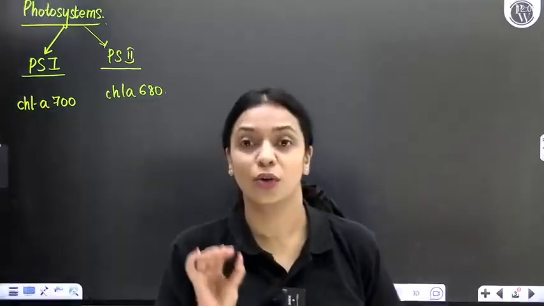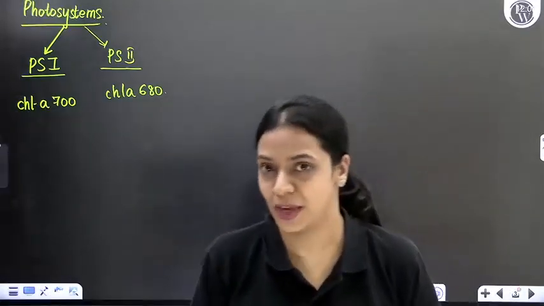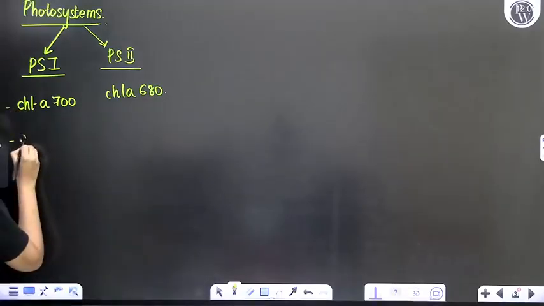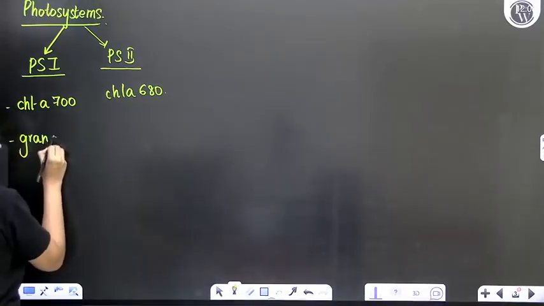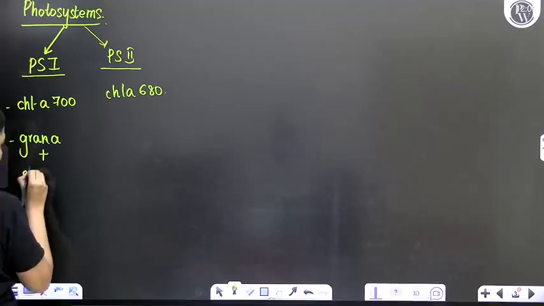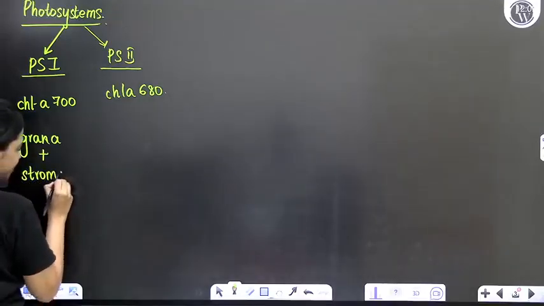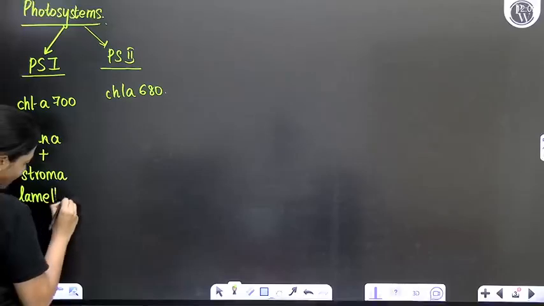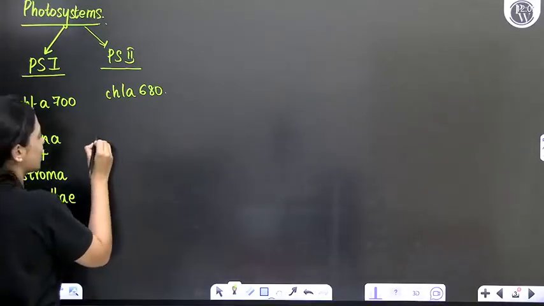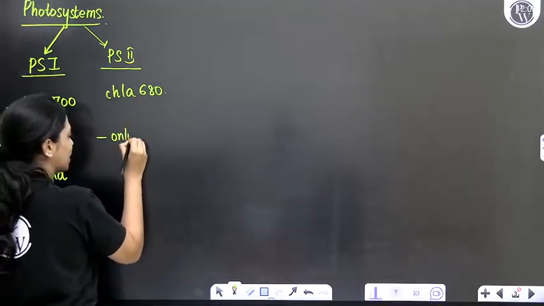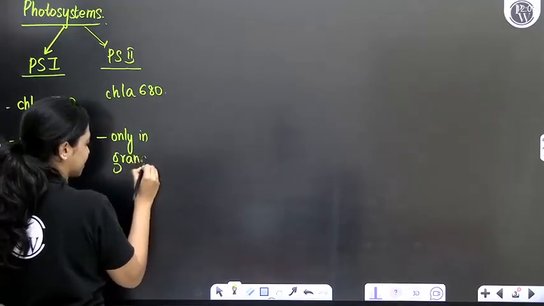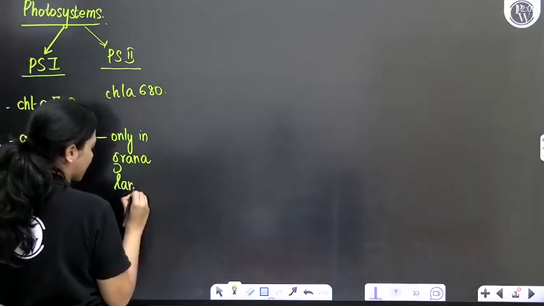We also know about the location of PS1 and PS2. PS1 is present in your grana lamellae as well as your stroma lamellae, whereas PS2 is present only in grana lamellae.